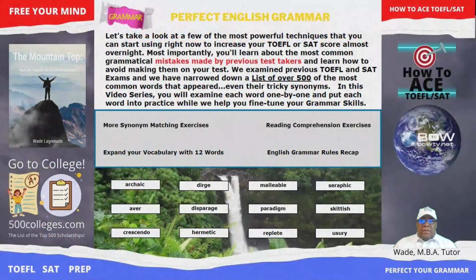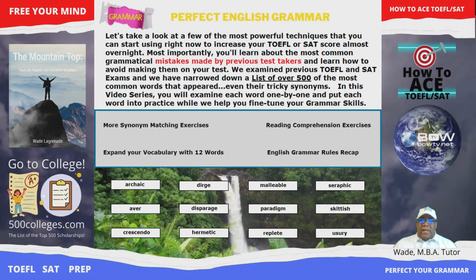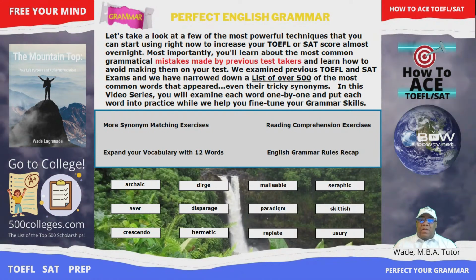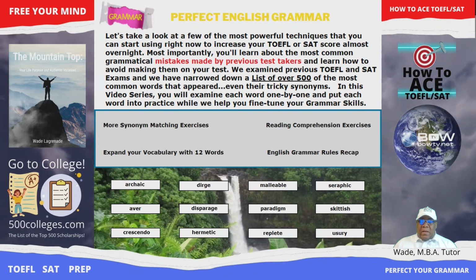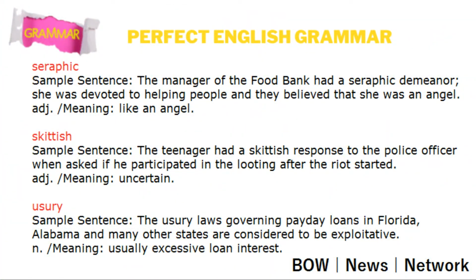And as we look at the last three that we're looking at, seraphic, skittish, and usury. And looking at the definitions of these words, seraphic. Sample sentence. The manager of the food bank had a seraphic demeanor. She was devoted to helping people and they believed that she was an angel. Adjective meaning like an angel. Seraphic. Adjective meaning like an angel.